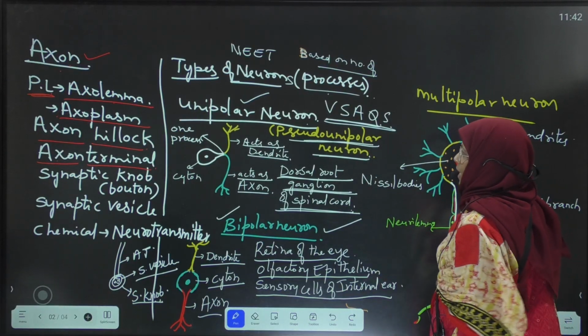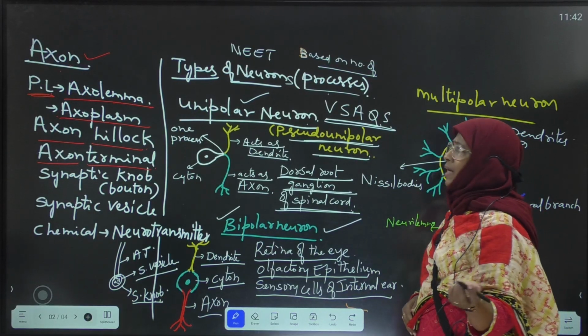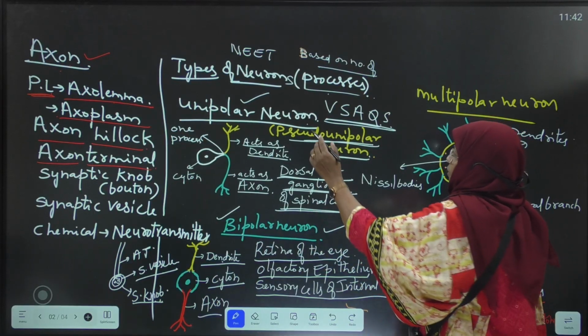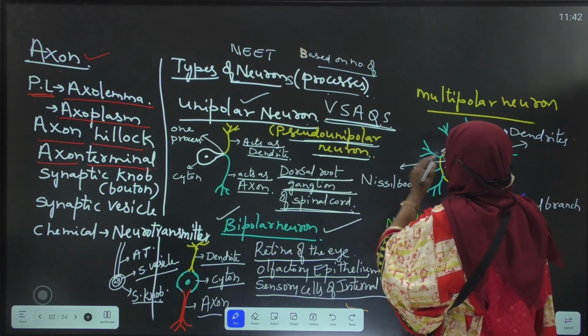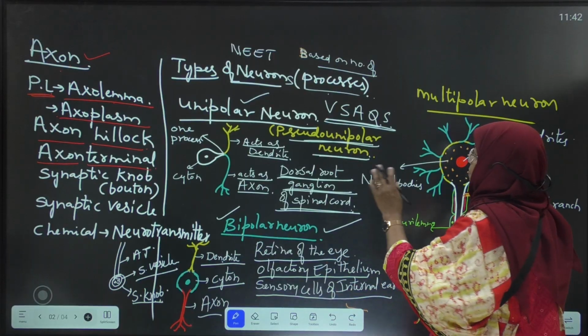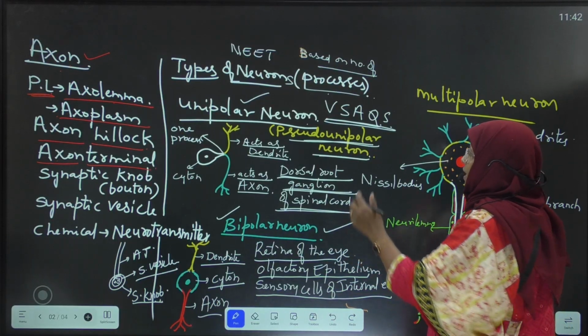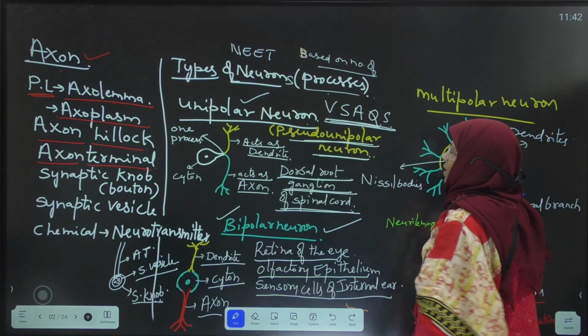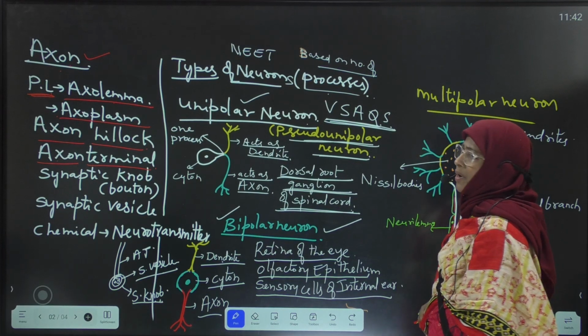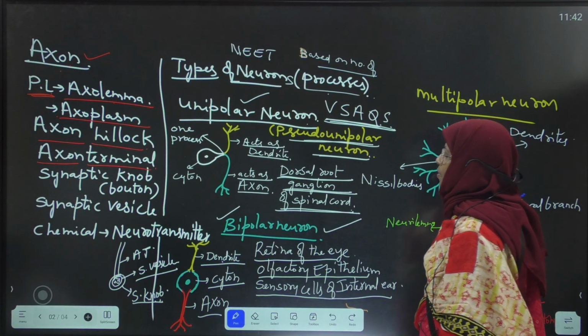This is about the types of neurons based on the number of processes. Unipolar, bipolar and multipolar neuron. This is important for NEET and MSET, and pseudo-unipolar neurons are also important for VSAQ. Okay?